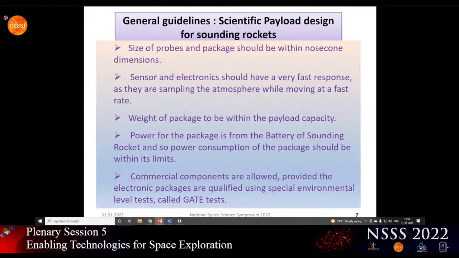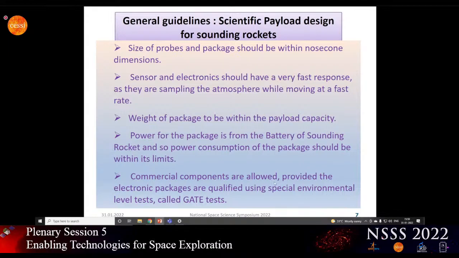So how do we go about designing a payload for the sounding rocket? There are some general guidelines which need to be followed. The size of the probes and package should be within the nose cone dimensions, obviously. The sensor and the electronics should have a very fast response, as they are sampling the atmosphere while moving at a very fast rate. The weight of the package is to be within the payload capacity. The power for the package is from the battery of the sounding rocket, so the power consumption of the package should be within its limits.